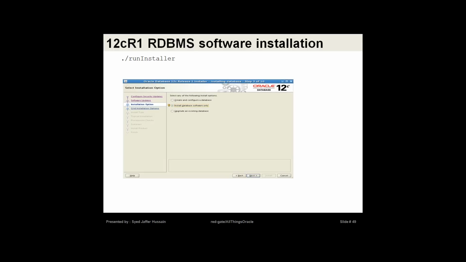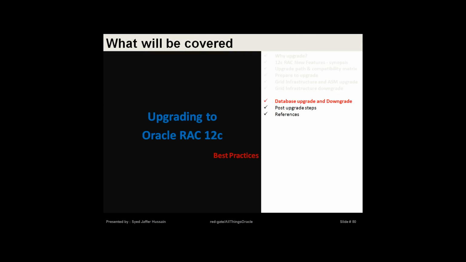So you select just install database software only, and then it's like what you do regularly. I just intend to show you only one screen where you will select only software installation, not going screen by screen. So it's just like a typical method that you have been following in your installations, so nothing new offered. So let's see now how we can upgrade a RAC database.